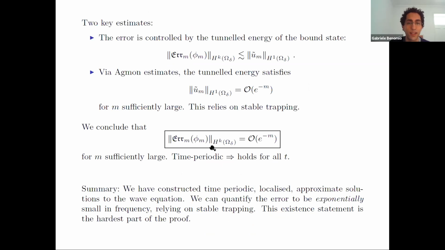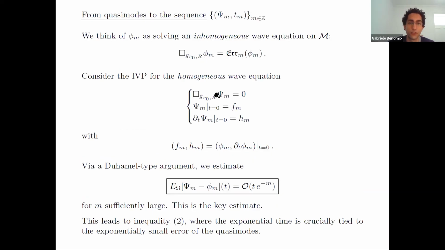And one can establish that this error will decay exponentially in the frequency. Okay. So let me say that once these quasi-modes can be constructed and the error can be established to be exponentially small in frequency, one can then construct the final sequence of solutions to the wave equation that we want. So we first think of quasi-modes as solutions of an inhomogeneous wave equation on the space-time. And then we consider a sequence of solutions to the wave equation where the initial data that one imposes coincides with the quasi-modes at time t equal to zero. So we have an inhomogeneous wave equation for the quasi-mode and the homogeneous wave equation for Psi-m, with the initial data for the two equations coinciding with the quasi-modes.